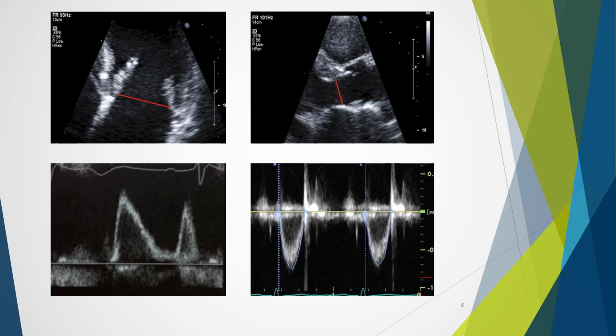From the apical 5 chamber or the apical long axis, a pulse wave Doppler sample volume is placed in the LVOT, not too close to the aortic valve to ensure we're getting away from flow acceleration, and not too far away from the valve itself so we don't end up in the basal LV. Up to 1 centimeter is acceptable.